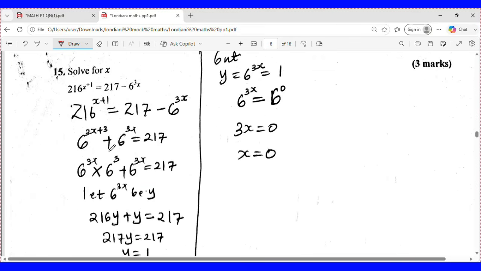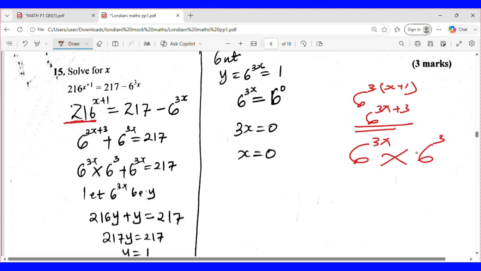But one thing I want to insist is when you see this number 216, it is 6 raised to power 3. But initially there was x plus 1. So when we open this one, we will have 6 raised to power 3x plus 3. So what do you understand by this one? This is simply 6 raised to power 3x times 6 raised to power 3. Do you know that? Those are the things you need to know.